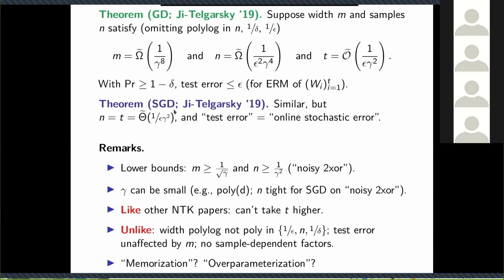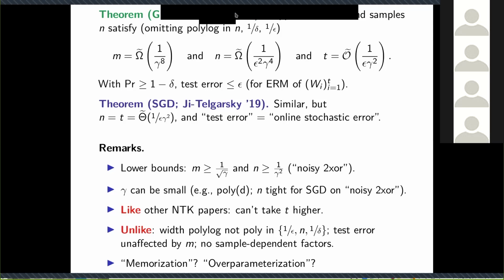Okay, so I'll stop there and leave the floor for questions. Hey, Matus? Matus? Yeah. Can I add something for the lower bounds? Yeah, I'm listening. Okay, sure. Yeah. Oh yeah, of course.